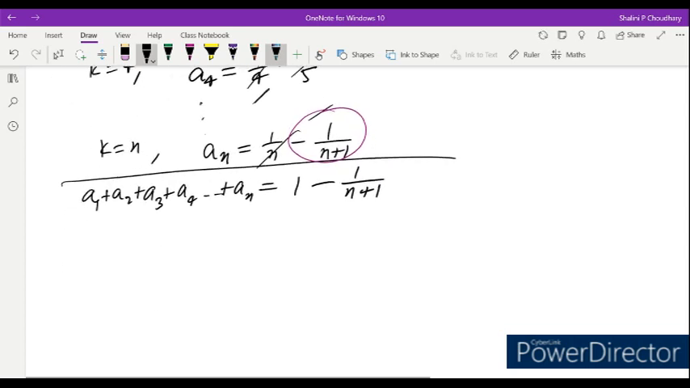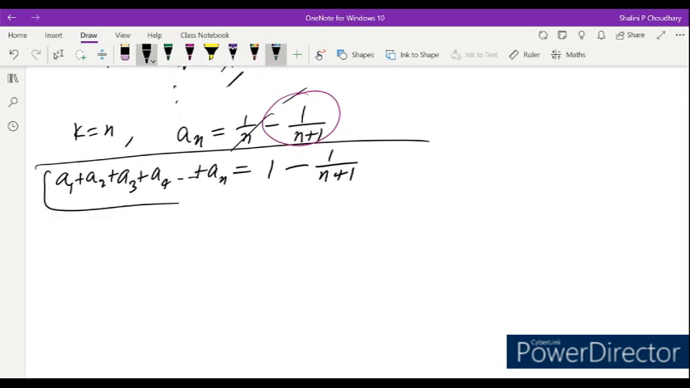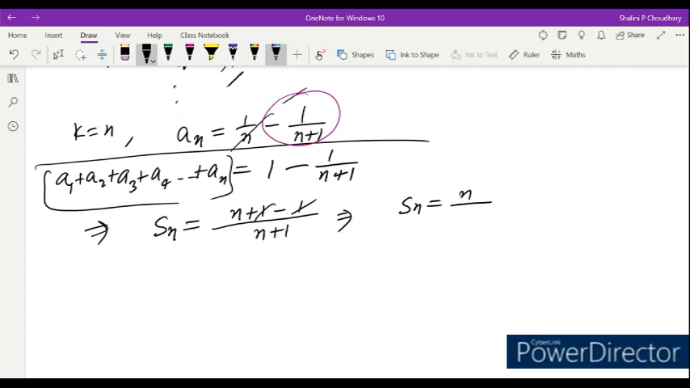Okay. Now see, this is basically the summation Sn. So we'll write here Sn will be equal to 1 minus 1 upon n plus 1, so n plus 1 minus 1 divided by n plus 1. Okay. So this value will get cancelled, and Sn will be equal to n upon n plus 1. So this is the value of Sn.